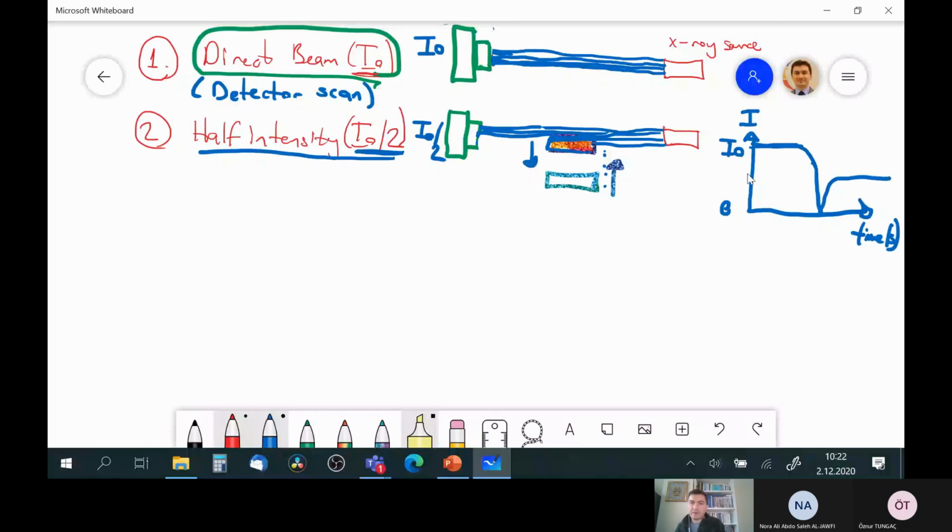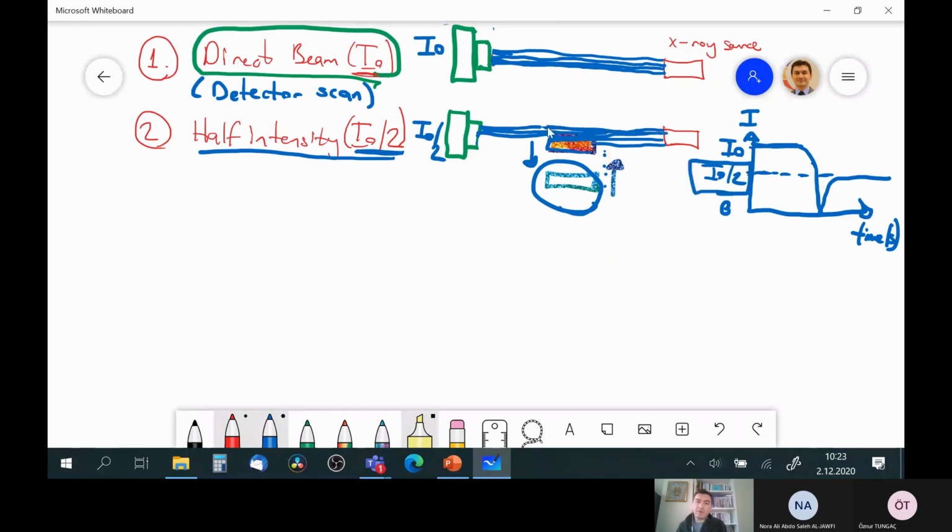Okay, I0 half. So why do we need this one? Why are we doing this? If you don't have the sample within the beam, you cannot investigate your sample. This method, X-ray reflectivity, is used to investigate the sample, right? If you don't have the sample here, then you cannot investigate it. But you have half intensity.